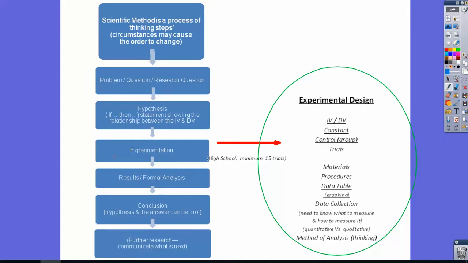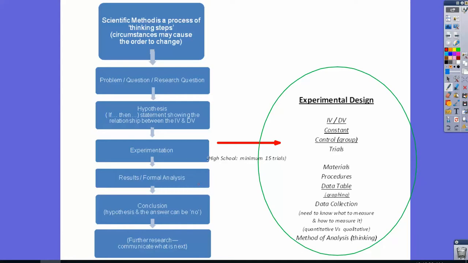It starts off with the problem that we're going to be asking here, and then after we get our problem, we come up with a hypothesis or a prediction as to what we think is going to happen. Then we go through our experiment. So we come up with an experiment, we conduct our experiment, and with our experiment we have our results.